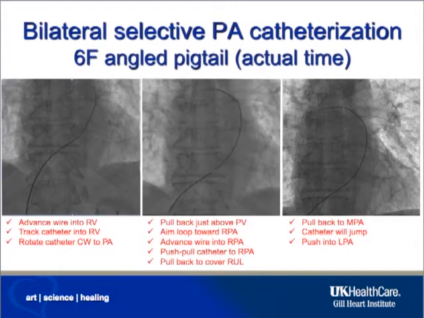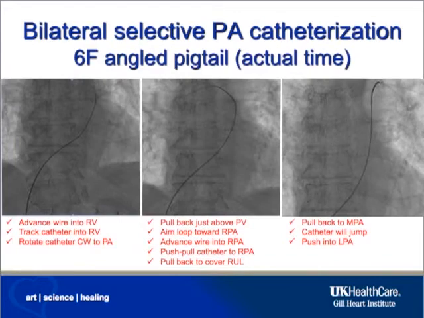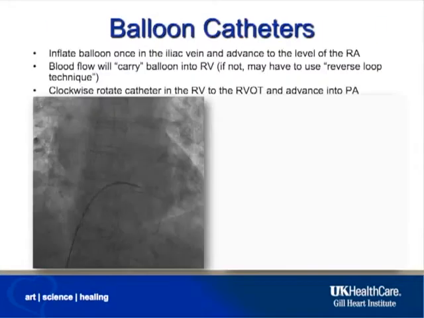Now we image the right pulmonary artery. Pull back, push, and image the left pulmonary artery. This entire procedure is 11 seconds in fluoro time.